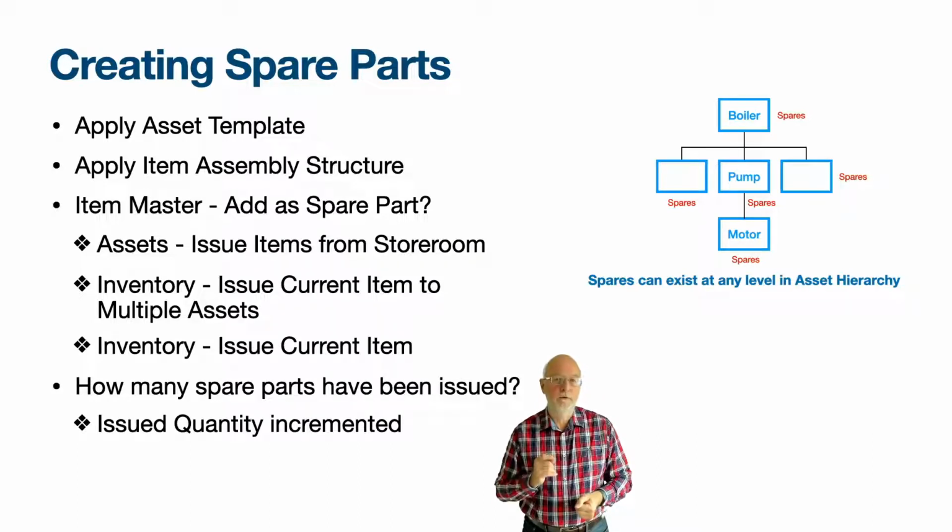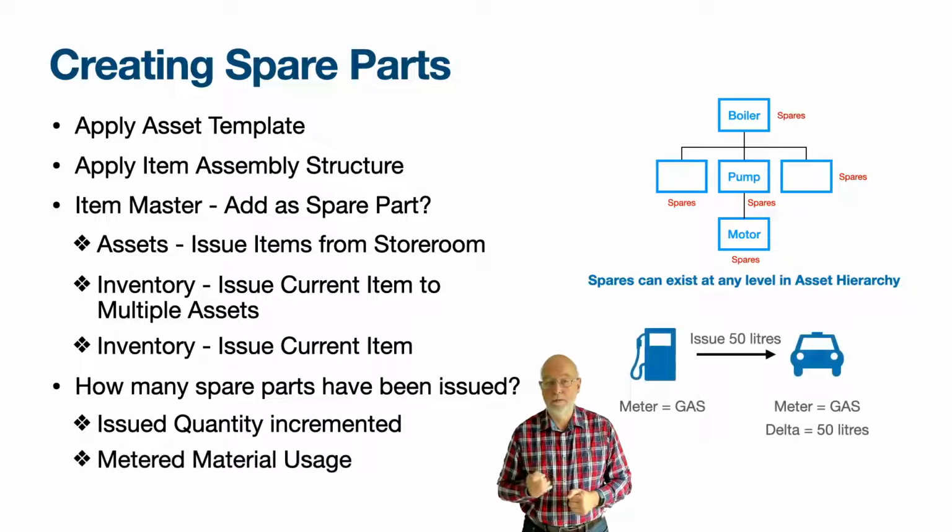If you're thinking of using the quantity issued to register the amount of an item that is consumed, for example fuel, then there is a better alternative that a long time ago was called metered material usage. When both the item and the asset have the same meter, then as the item is issued, the meter is incremented by the same quantity. This is a better approach for transportation assets as it allows the meters to be reset when major events on the vehicle asset occur.